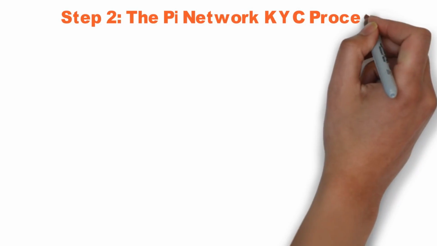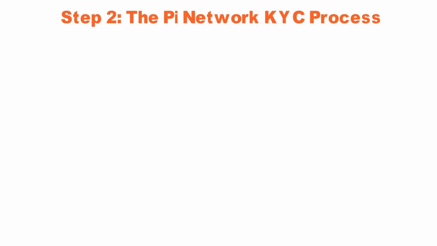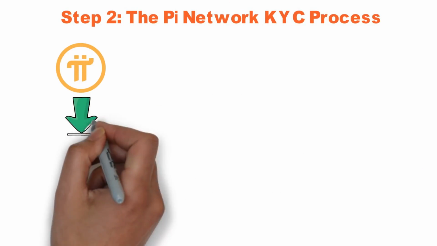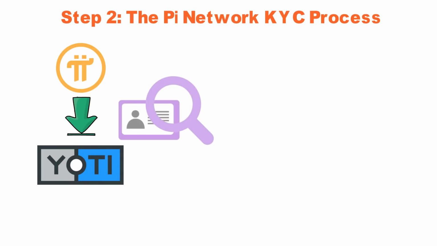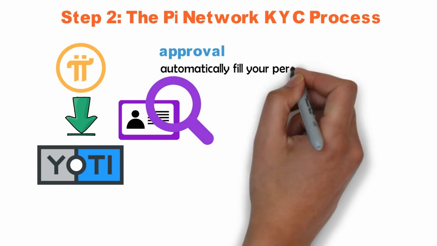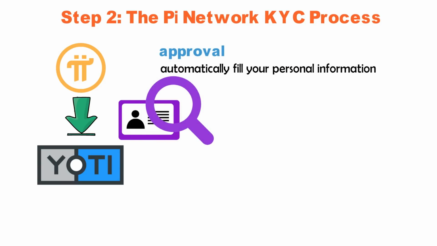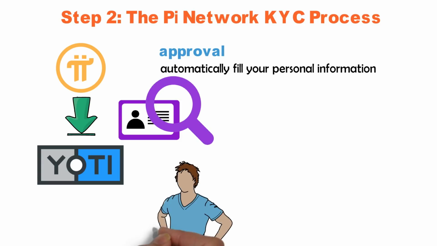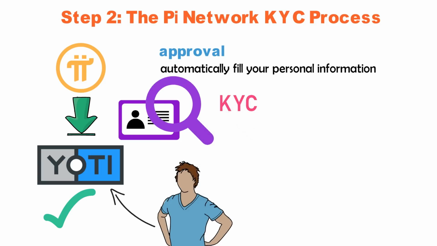The Pi Network KYC process. For the KYC process, Pi Network requests you download the Yoti app in which you can scan your government IDs. Upon approval, it will automatically fill your personal information in. It's worth noting, while you're still waiting to receive the invitation, you can download and set up the Yoti app. If you have already set up Yoti, you can complete the KYC verification as soon as they invite you.